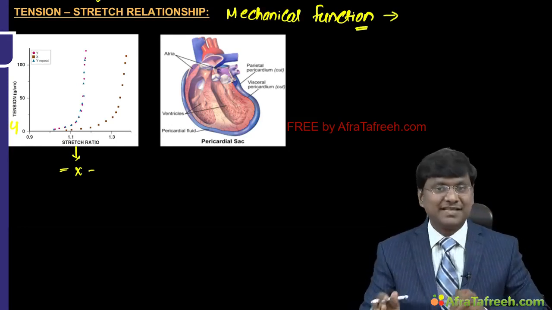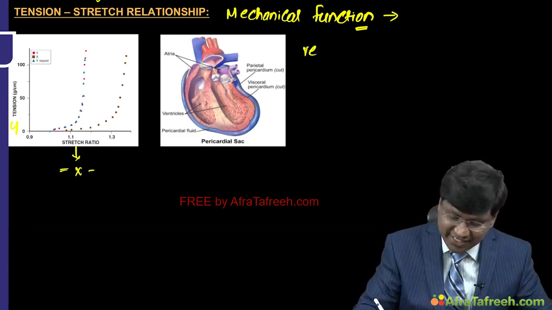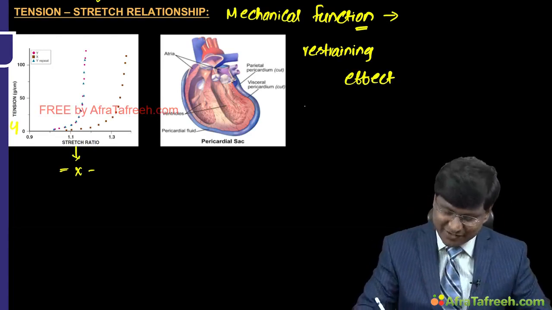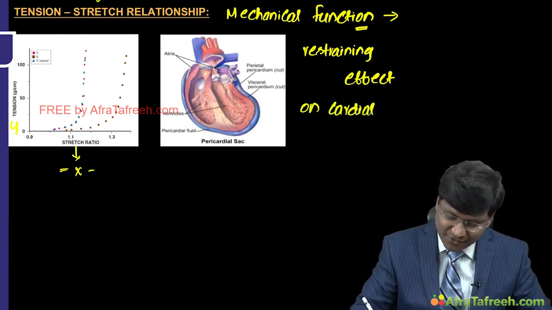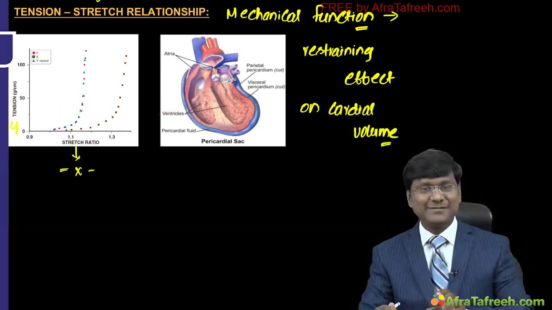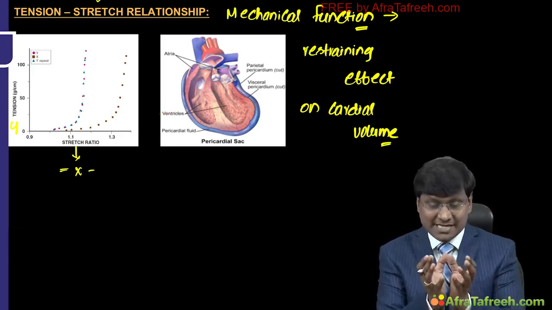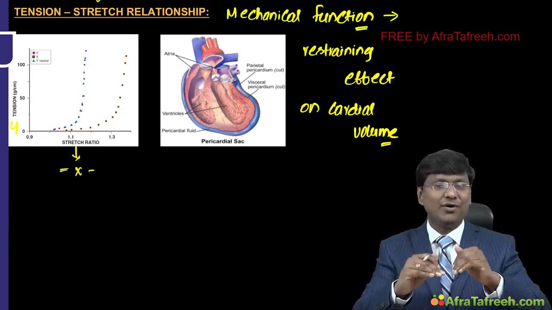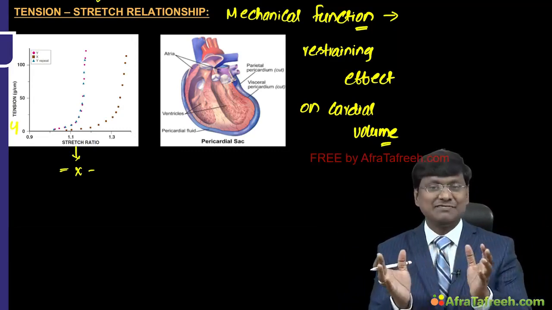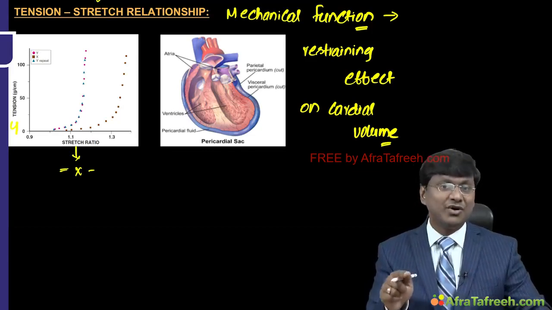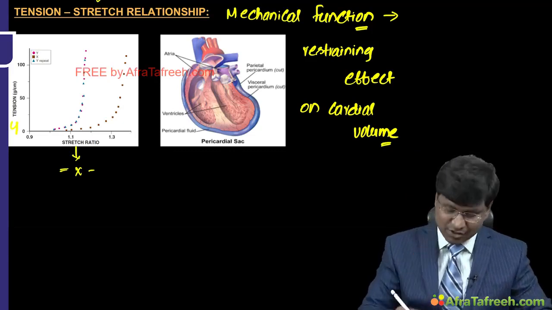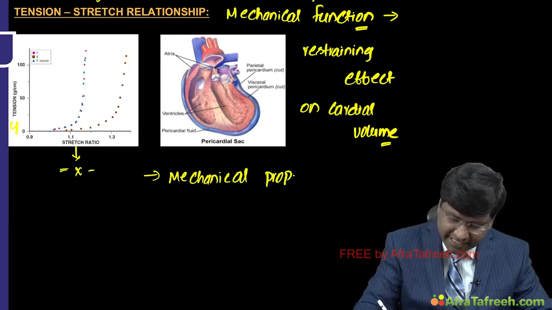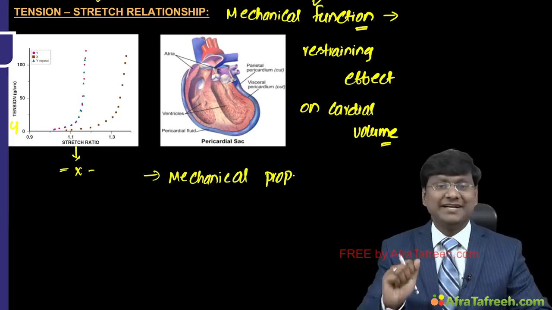So what is that mechanical function? The pericardium has a restraining effect on the cardiac volume. In a nutshell, the pericardium will not allow excessive dilatation of the cardiac chambers because of excessive inflow of blood. Once the inflow of blood has reached the maximum, further stretch of the pericardium does not occur. So it has a restraining effect on the cardiac volume. This reflects the mechanical properties of the heart, which is what we were discussing above also. So the mechanical function reflects the mechanical properties of this pericardial tissue.